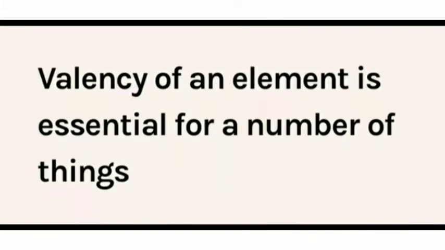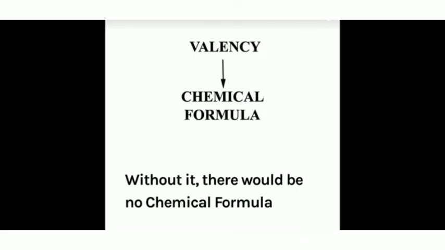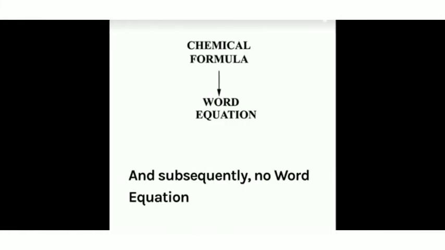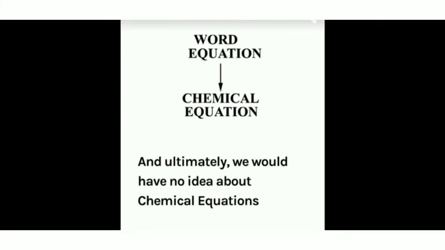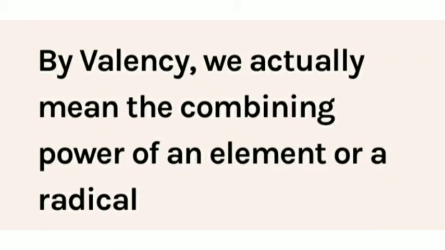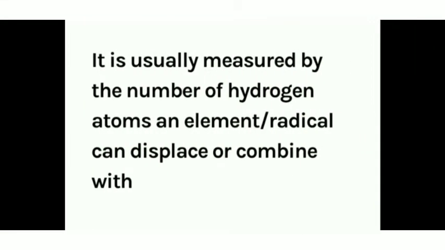So, valency of an element is essential for a number of things. Valency, then chemical formula. Without it, there would be no chemical formula, and subsequently, no word equation. And ultimately, we would have no idea about chemical equations. By valency, we actually mean the combining power of an element or a radical. It is usually measured by the number of hydrogen atoms an element or radical can displace or combine with.